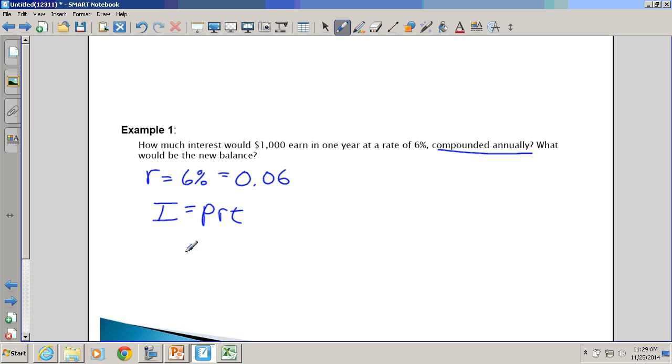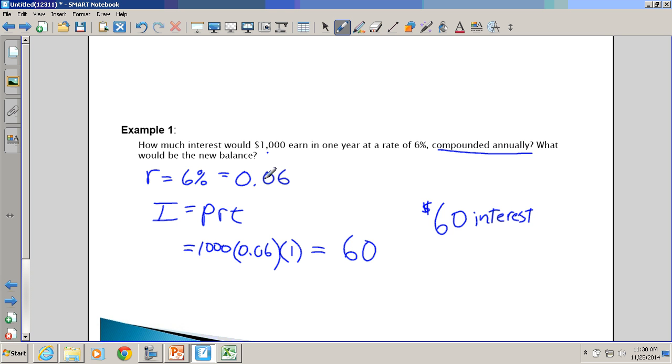Okay, our simple interest formula, I equals PRT, principal times rate times time. So now our interest is going to be equal to the principal, which is the 1,000, times our rate, times our time. Now our time in years, how many times is it done? Once a year. When you multiply this out, you get 60. So there'd be $60. So he says, what would the new balance be? So this is $60 would be the interest. So to figure out how much is in the account, I have to add what it started with. So I add 60 plus the 1,000 I started with, which gives me $1,060 in the account.